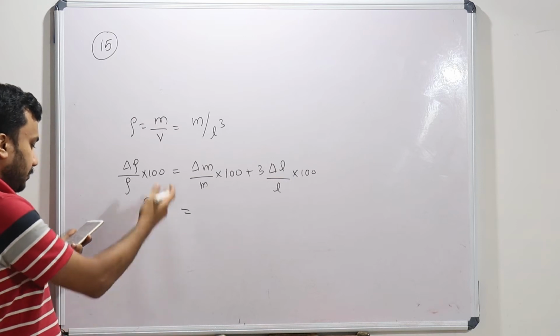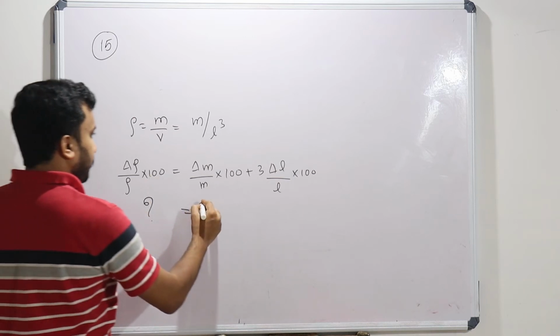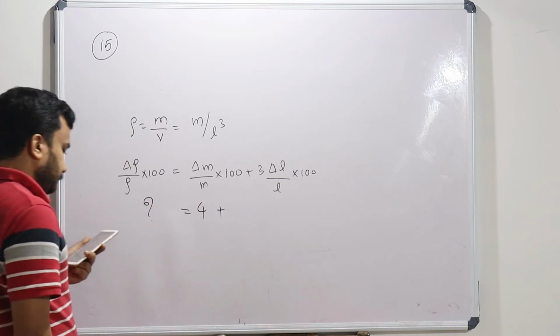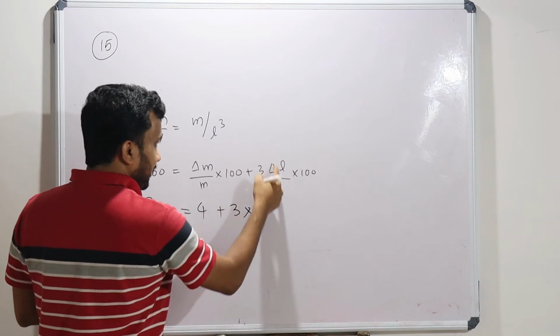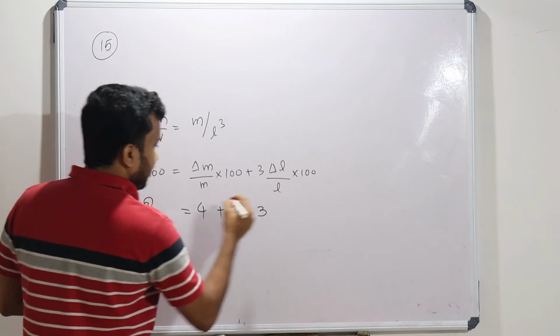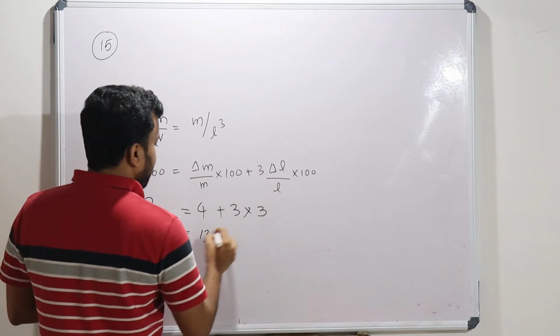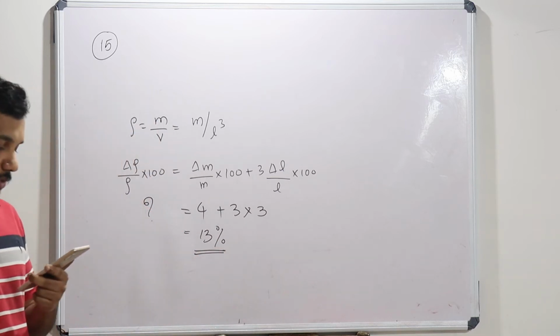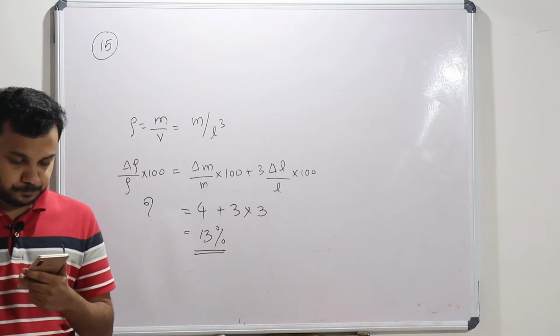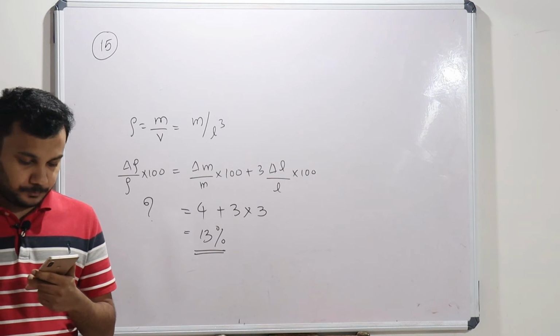Okay, we don't know, but mass percentage error is how much? 4%. So 4 plus length percentage error is 3%. So 3 into delta L by L into 100, this is given as 3. So it becomes 9 plus 4. The answer is 13%, the right answer for the question. Option number D. Okay.